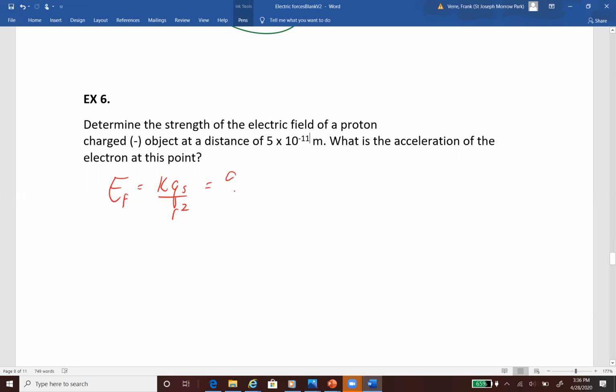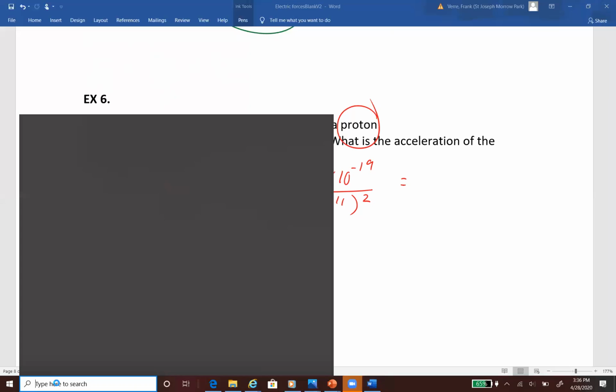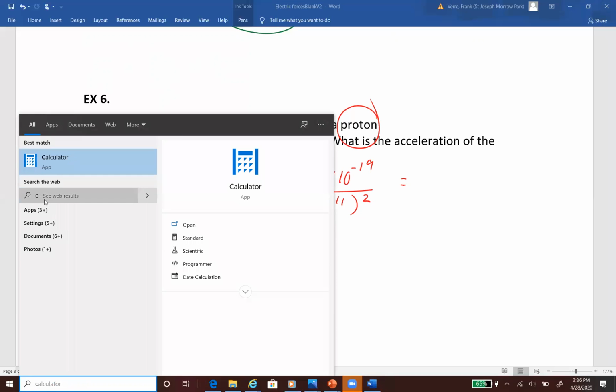Okay, so K is 9 times 10 to the 9. The source is the proton. The hydrogen atom has 1 proton, so we know the elementary charge is 1 times 10 to the negative 19. And the distance is 5 times 10 to the negative 11, squared. If we do that, we get an answer, but let me just double check. I did put in the wrong value, so I want to make sure that this is the right answer then.